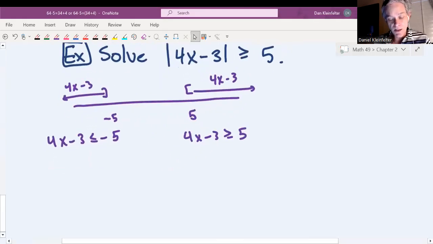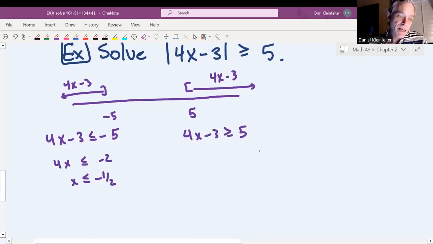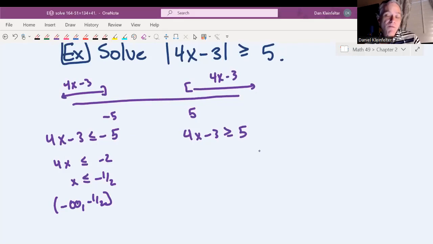Okay, and so let's solve each of those. So add 3 for the one on the left, and then divide through by 4. X is less than or equal to -1/2. Okay, 4x minus 3 greater than or equal to 5. Let's add 3, and then divide through by 4. X is greater than or equal to 2.